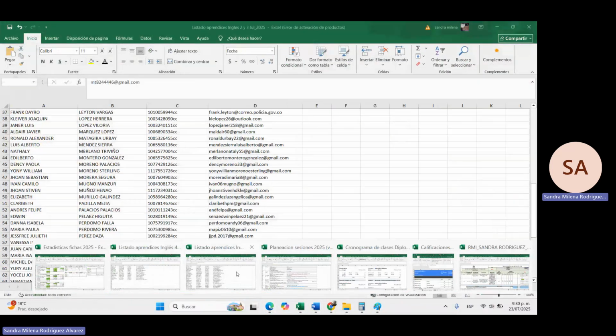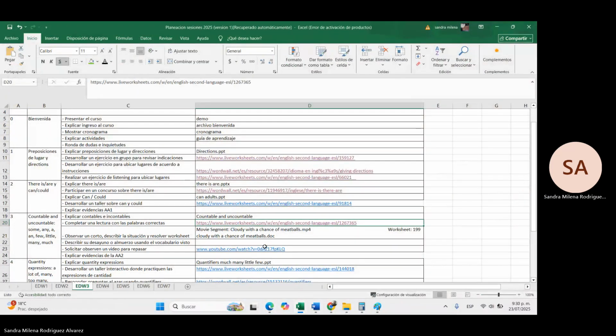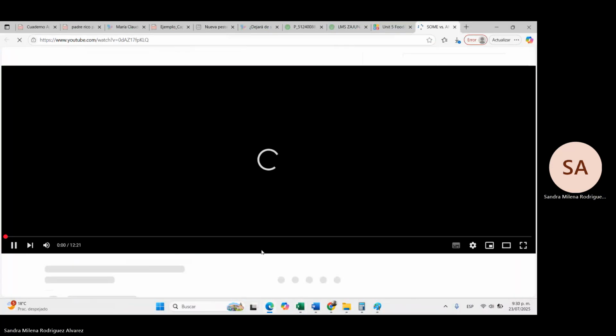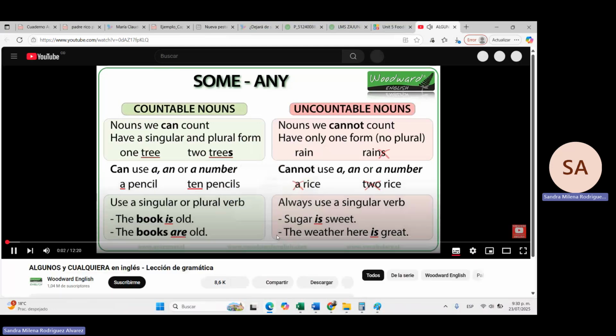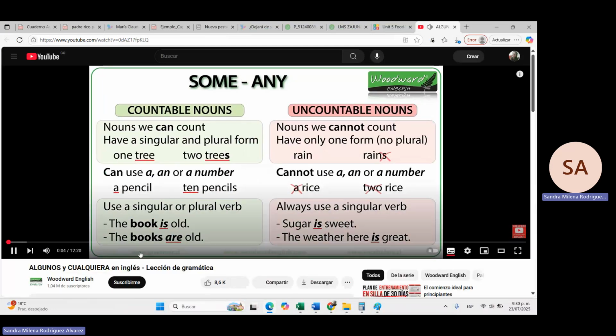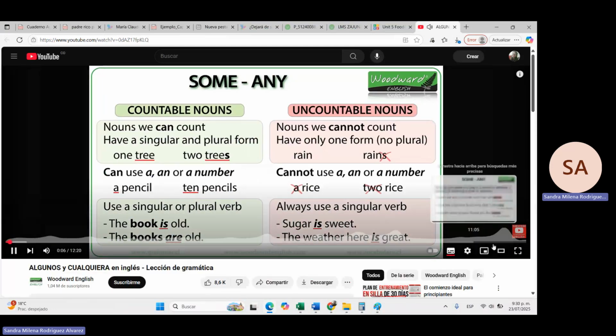Now, we're going to finish with the last activity. Before we begin, it is important to know what countable nouns and uncountable nouns are.